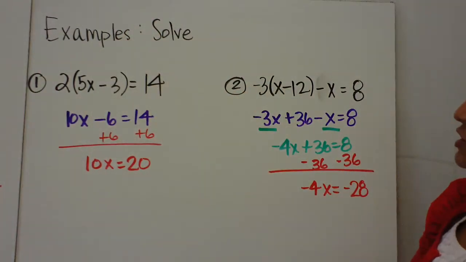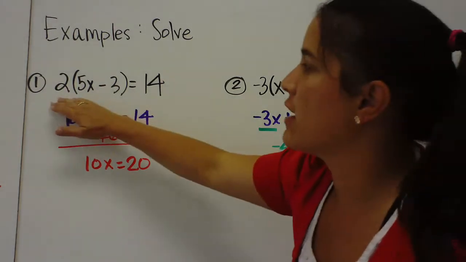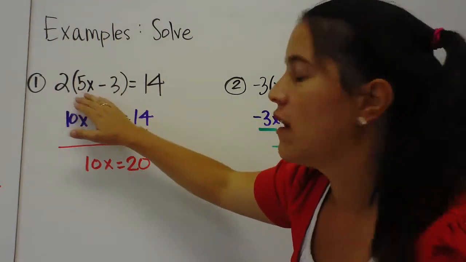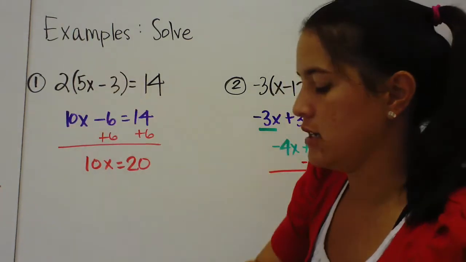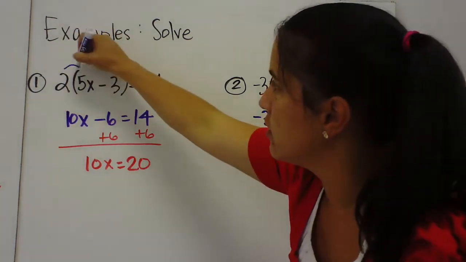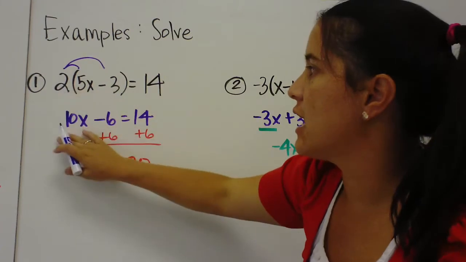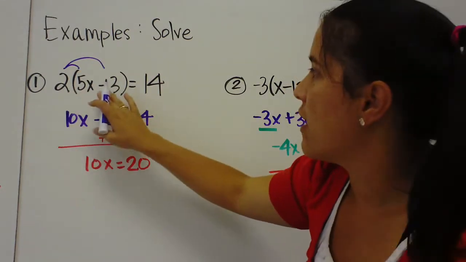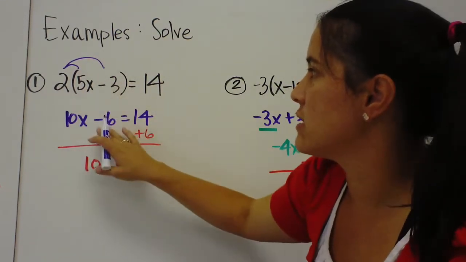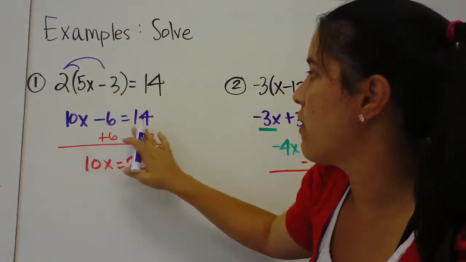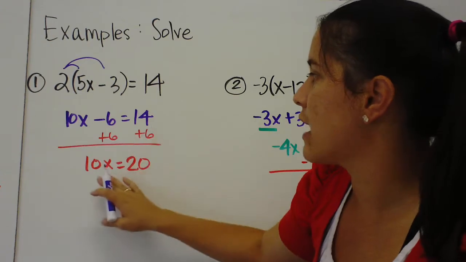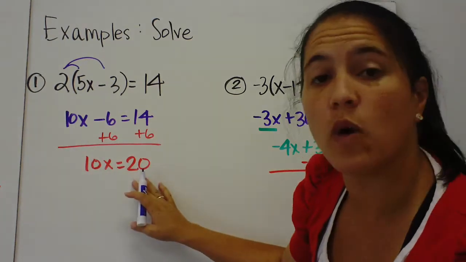Okay, so your first example, solved. My equation, 2 times 5x minus 3 equals 14. So I've distributed, so you would distribute the 2, and I get 10x, 2 times 5x, minus 6, 2 times 3 is 6. Notice I did not touch twice, equals 14. So then you have to add 6 to both sides, and now I have 10x equals 20.